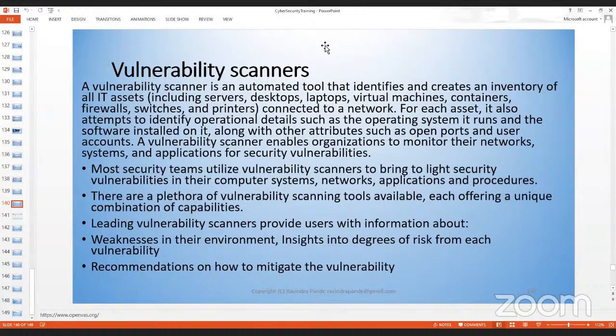Okay, so let's try to understand. A vulnerability scanner is an automated tool that defines and creates an inventory of all IT assets. We had a look at these things last time. What are the IT assets? The assets we are talking about are servers, desktops, laptops, virtual machines, containers, firewalls, switches, printers, smartphones. Switches and routers are also included, and so on and so forth.